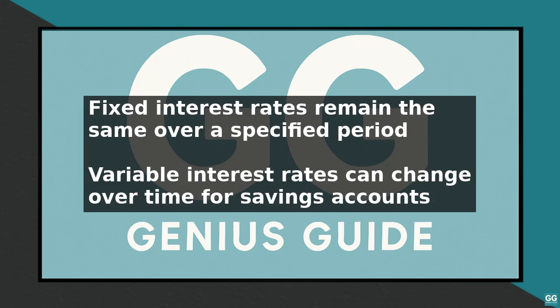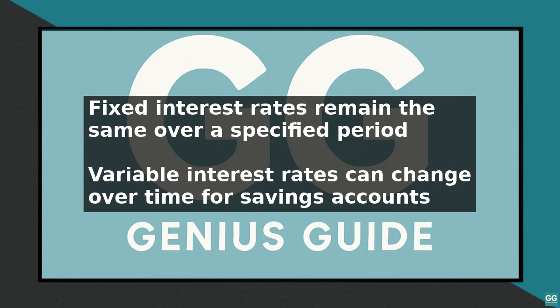Suppose you open a savings account with Absa Bank and deposit $1,000. If the interest rate is 5% per annum, you will earn $50 in interest over a year, bringing your total balance to $1,050. Now, let's look at the different types of interest rates offered by Absa Bank.